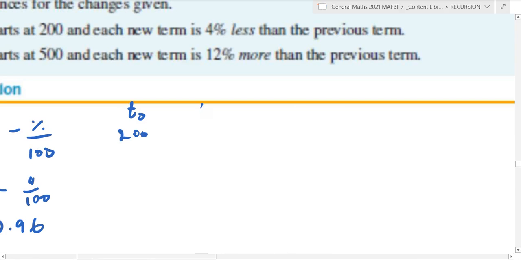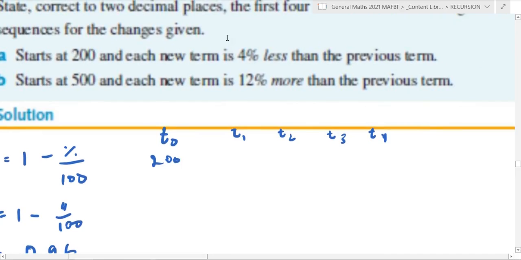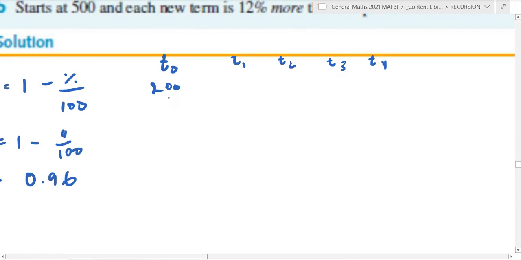Okay, because now the reason why I've written 200 as T0 is because 200 is not the first term. It's the starting term. It's where we start. All right, so just understand that. So that means to get the next term, we're going to multiply by 0.96, and then we're going to repeat that process to get to the end.